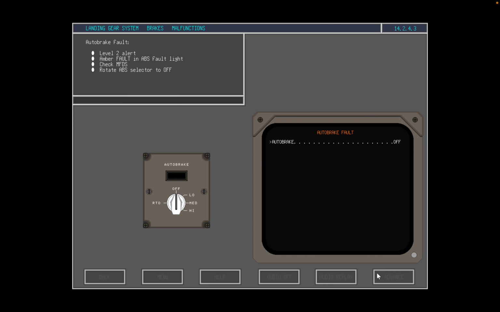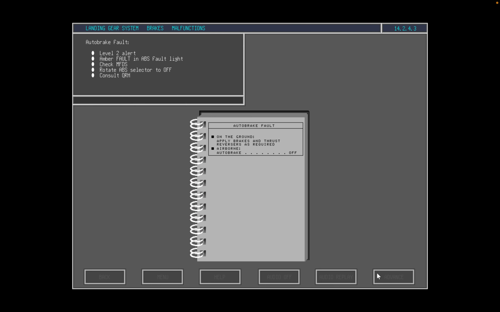The stated procedure is to rotate the ABS selector knob to off. Please note this procedure only applies if the aircraft is airborne. Finally, the QRH should be consulted for any additional information regarding an auto brake fault.